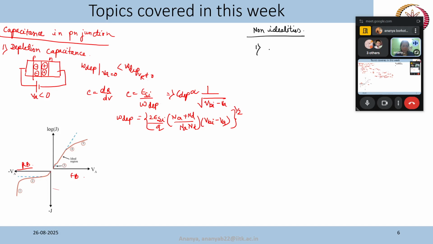So in non-idealities, first we learned about junction breakdown.